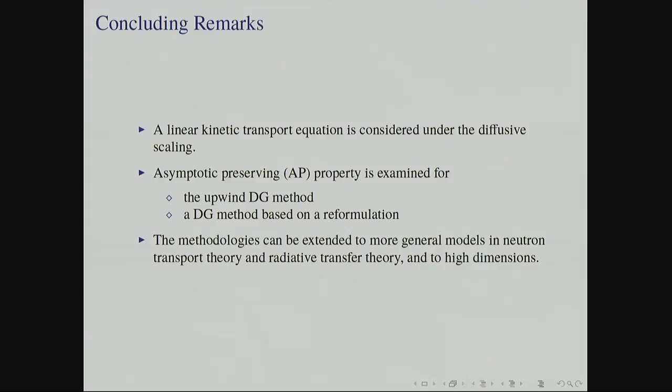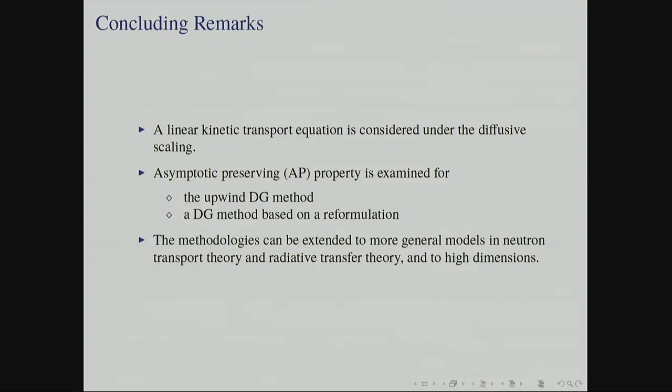For the reformulation case, you can see we use a weak term that should be related to the diffusive limit. For the Upwind version, you have to do an asymptotic analysis, but the Upwind has a very, very nice property, it turns out. And the resulting linear systems also rely on different types of solvers. So for the Upwind DG, there has been a lot of study in the literature on how to solve those linear systems.